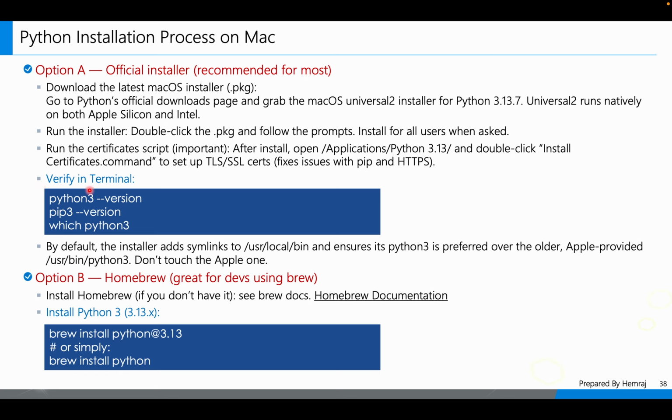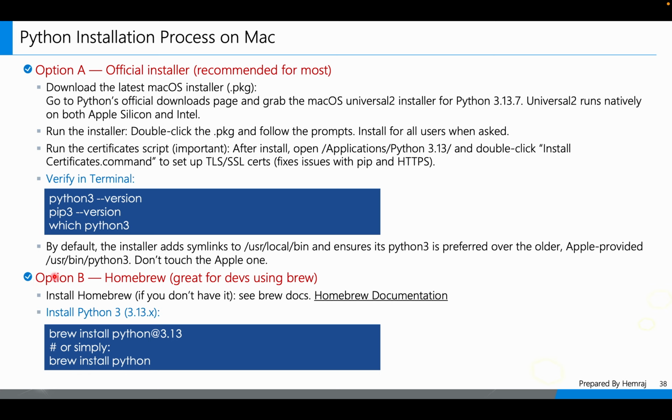Then once installed, go to the terminal in macOS and run this command. This command shows you the installed version of Python, right? By default, the installer adds symlinks. Python's bin will be installed in the bin files. Apple provides /usr/bin/python3. Don't touch the Apple one, right?